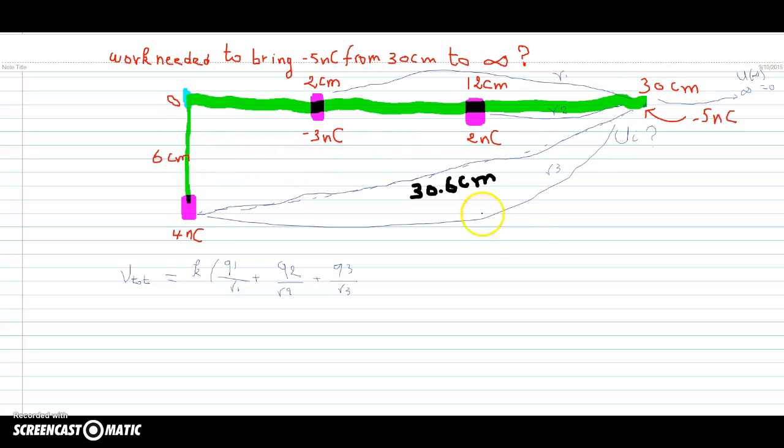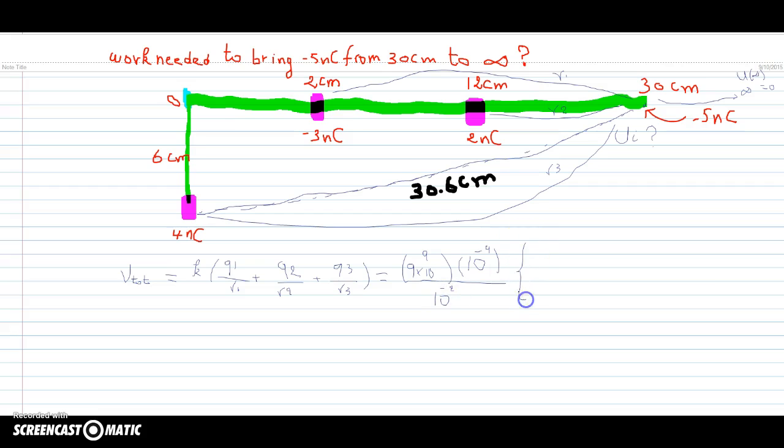This is 30, this is 6, square root of, you have 30.6 centimeters. So that is now explicit: 9 times 10 to the 9 power. And then I have nano everywhere, so I'm going to put nano outside, which is 10 to the minus 9. And then I have centimeters, so I am going to factor out also centimeter, which is 10 to the minus 2 meters.